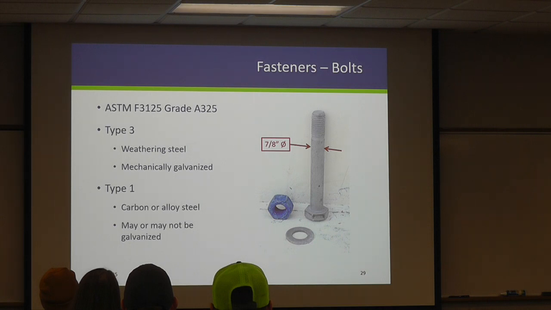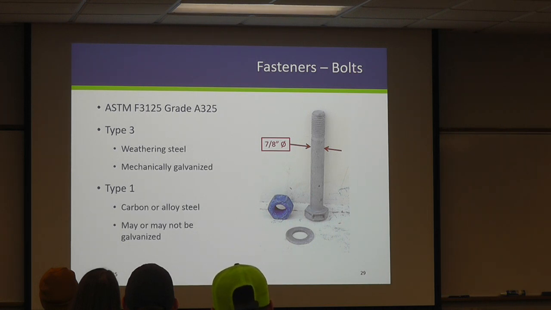Fasteners. We showed the picture of the bolted field splice. This is a longer bolt, but this is our typical fastener system. So we have type 1 and type 3. Our type 3 we're going to use when we have a painted girder, because this is going to be a mechanically galvanized system made of weathering steel. And that's what's shown here, this type 3. Our type 1 is just going to be an alloyed steel. It may or may not be galvanized.